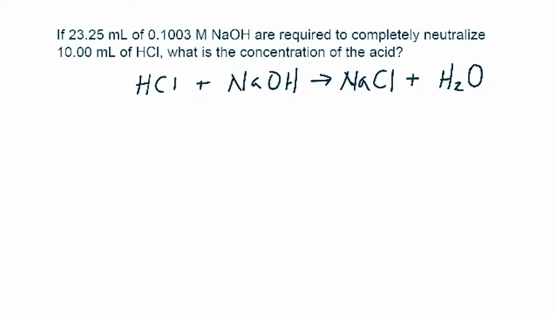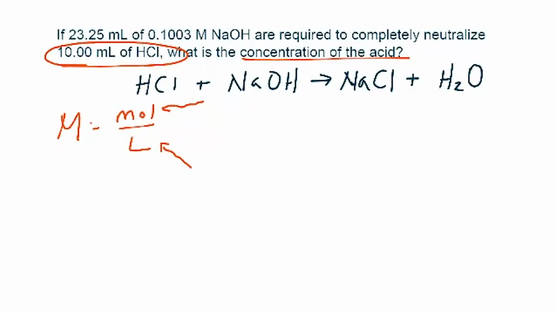In this problem, we're asked to determine the concentration of the acid. Well, what are the units on concentration? Molarity is moles per liter. So as this is a ratio, we need to go find the numerator, find the denominator, and then divide. I'm looking up at the problem and I see that the volume of the acid is given. So all we need to do is put that into liters, and we have our volume.